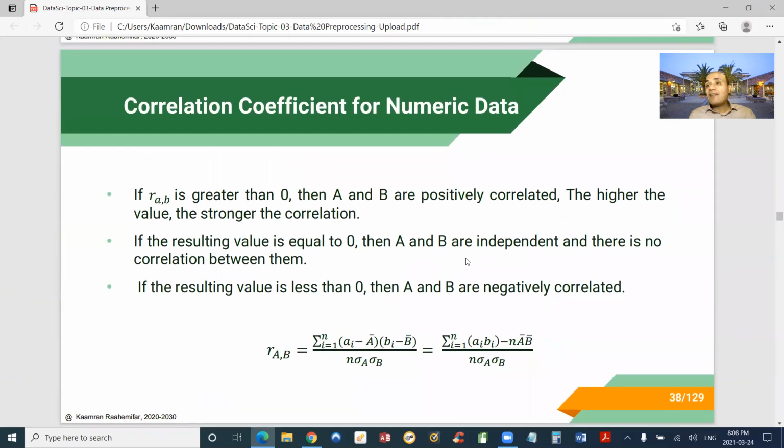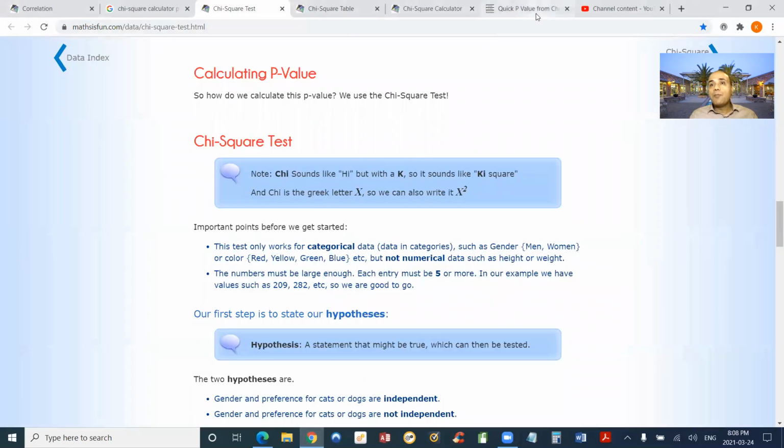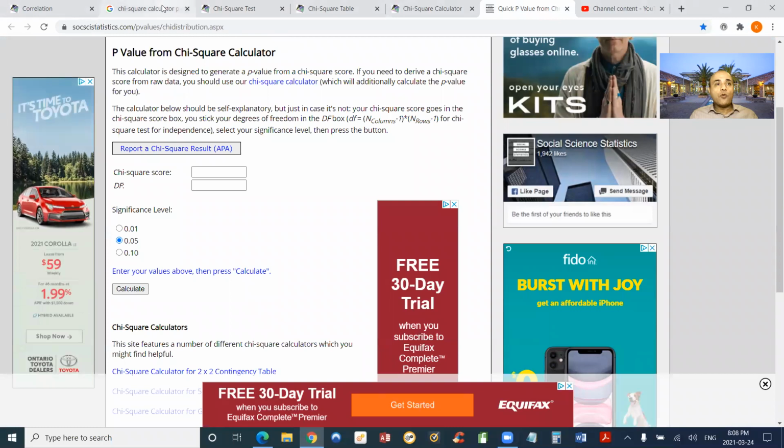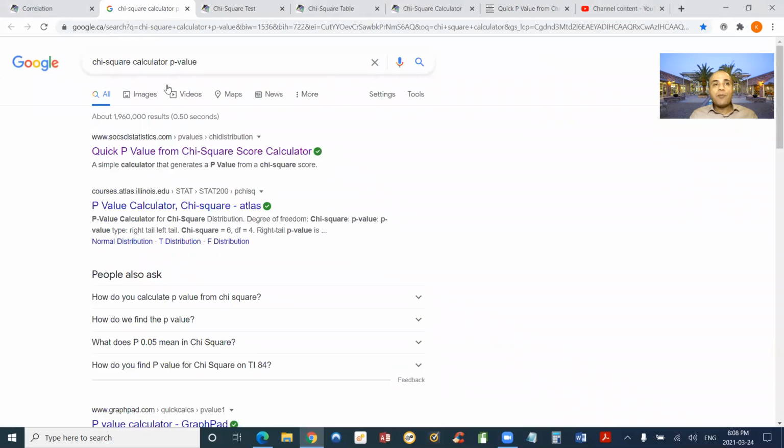Okay, so that's the chi-square calculation, and I have shown you the way to calculate that. And keep in mind, you could go to Google and type in chi-square calculator and p-value, and there are lots of chi-square calculators that you could grab and use.